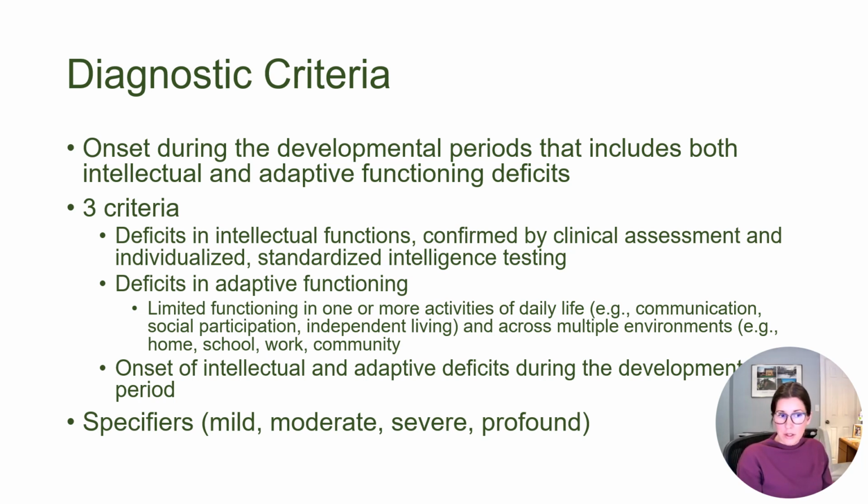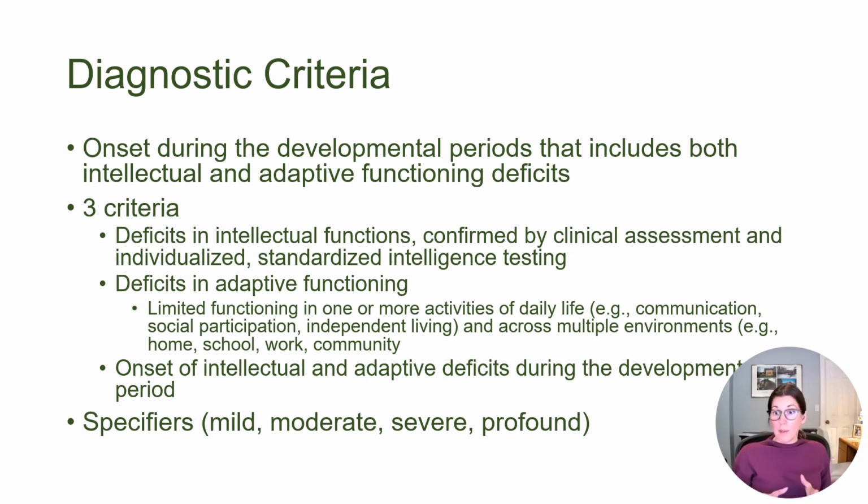And then the third criteria is that the onset of this intellectual difficulty or deficit and the onset of the adaptive deficits occurred during the developmental period of time. So really early to mid-childhood. Once this diagnosis is made, there can be several specifiers that are included. And the specifiers are mild, moderate, severe, and profound.